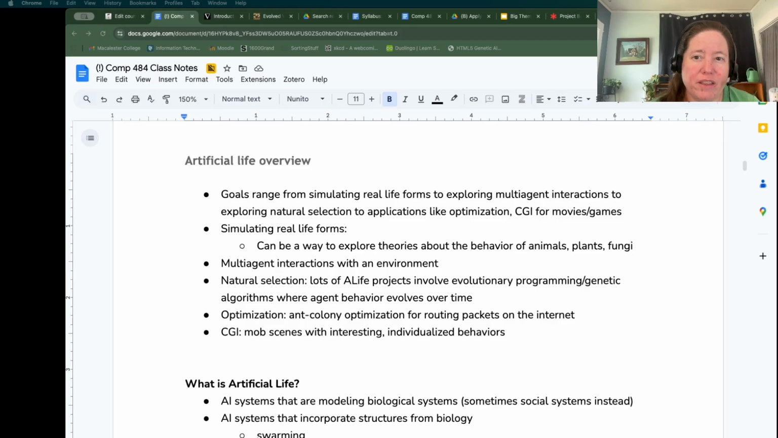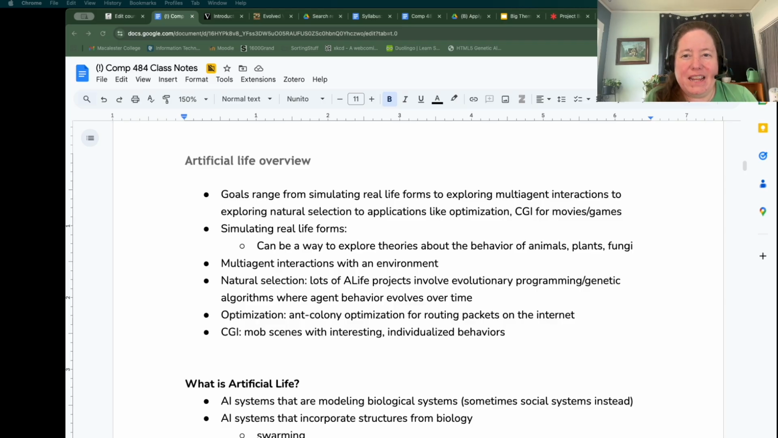Natural selection. There are a lot of artificial life projects that involve evolving agents. It's a very interesting component. It's certainly not everything that you need to do. There are lots of artificial life simulations that are not involving evolution, but that is a piece to look at how the pressures of an environment might impact how agents evolve over time. Or just looking to see how good an agent you can evolve for a particular environment and place.